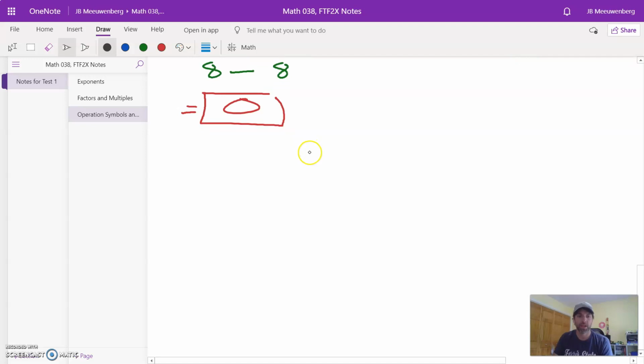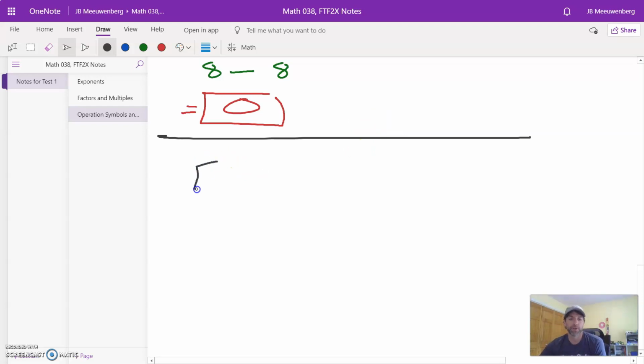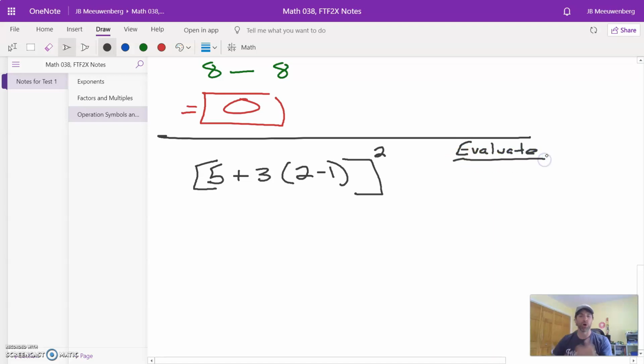Next. And as I put up these next ones, pause the video, come back, and then watch the explanation. So here we have a bracket, 5 plus 3, parentheses, 2 minus 1, parentheses, bracket, and then an exponent of 2. And your instruction on these, the command would be evaluate. Evaluate. So pause, work through it, and then come back and watch the video.